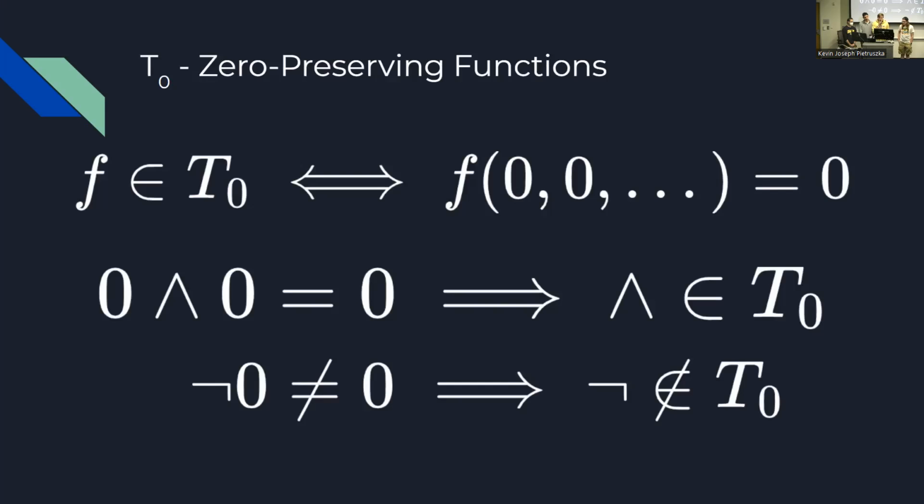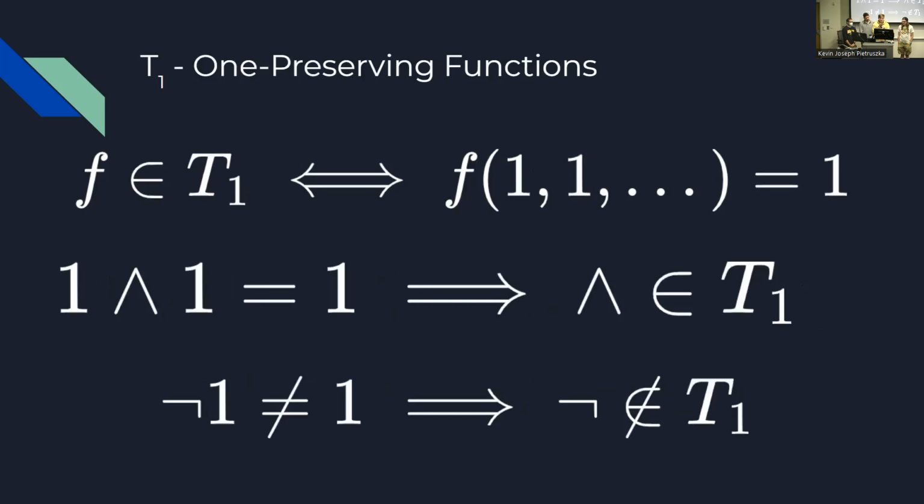Here we are just finding the 0-preserving functions. These are the functions where we only have zeros as the input and the output can only be 0. From our example, AND gates are 0-preserving, since zeros ANDed together will always produce 0, but NOT is not 0-preserving, since 0 will always give you a 1 under the NOT function.